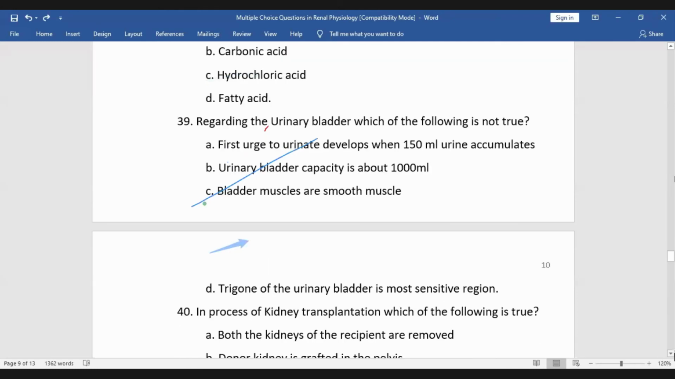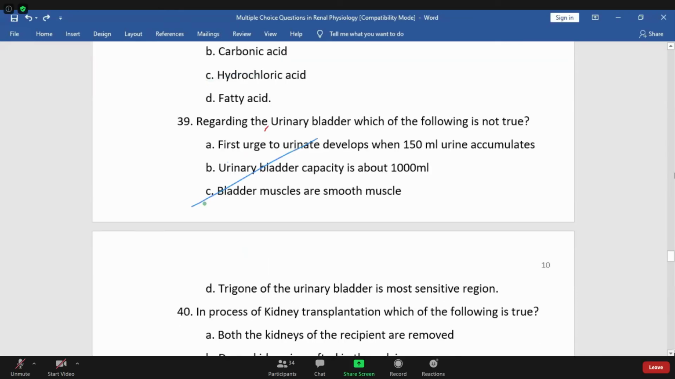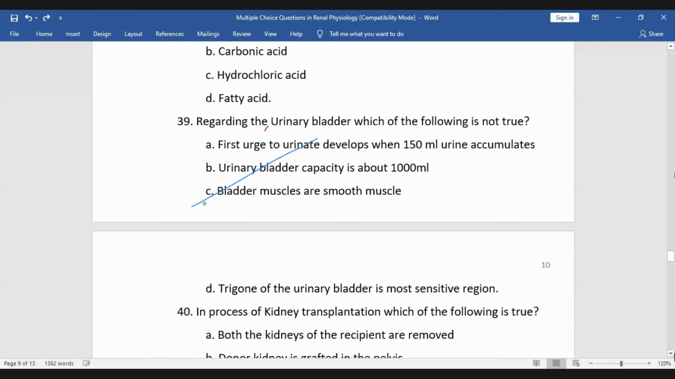Regarding the urinary bladder, which of the following is not true? First urge develops when 150 ml urine accumulates in the bladder. Is it correct or not? It is the correct one. Urinary bladder capacity is about 1000 ml. No, the maximum is 600 ml.